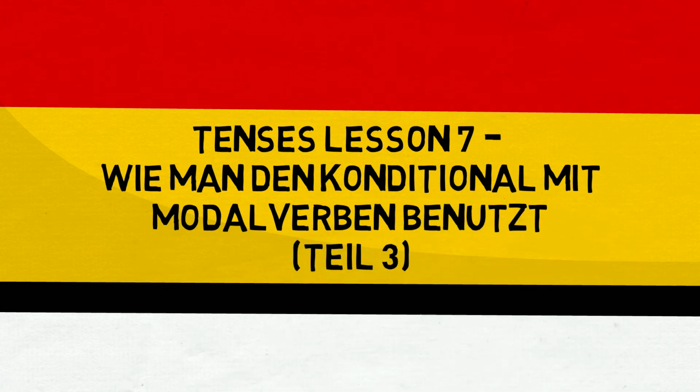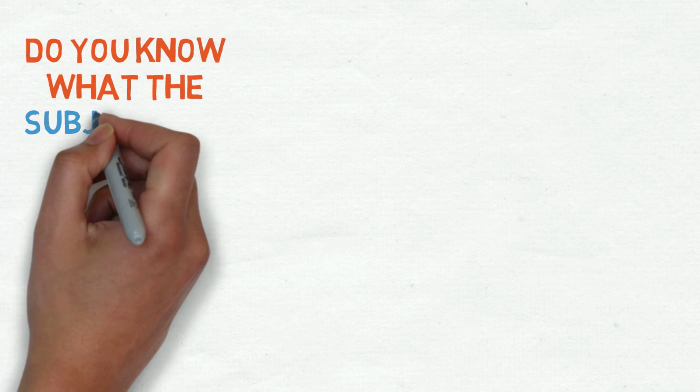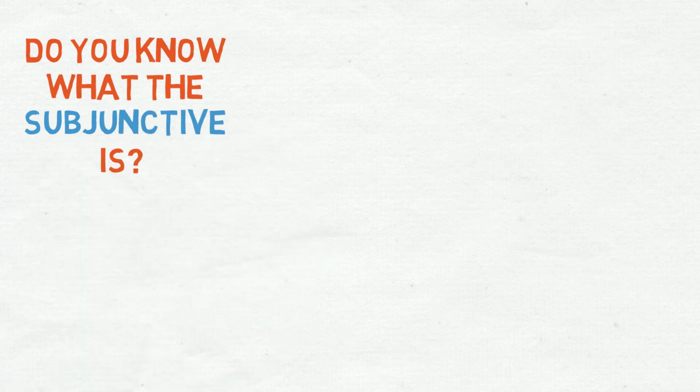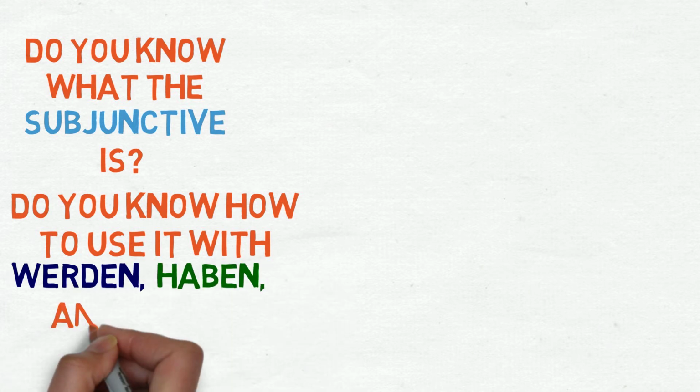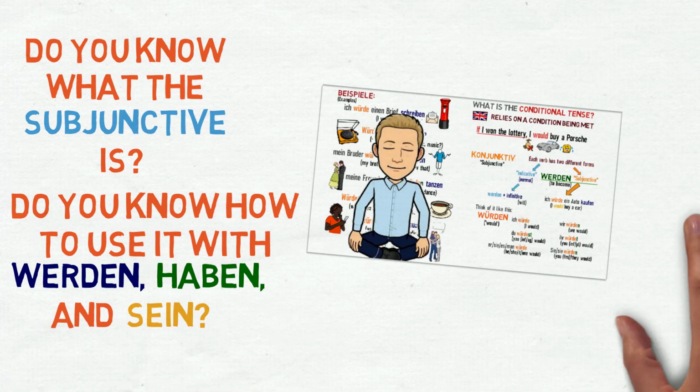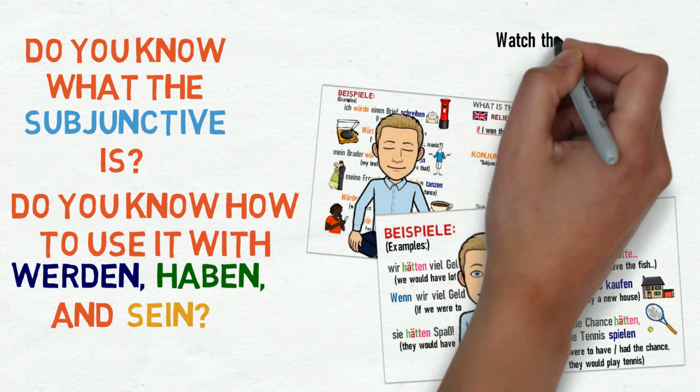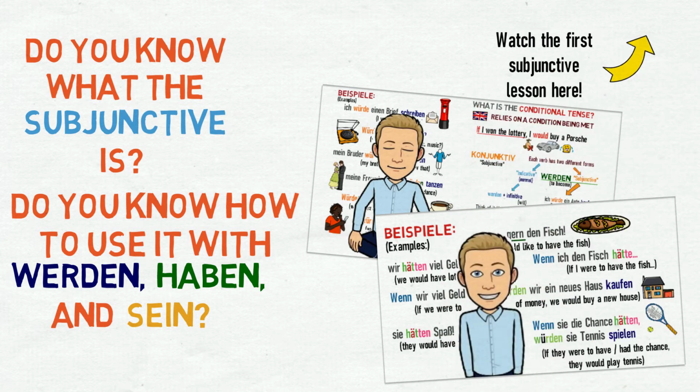How to use the conditional tense with modal verbs. Teil 3, Part 3. In the first 2 lessons of this series about the conditional, or subjunctive, which is known as Konjunktiv in German, we learned about how to use the subjunctive with the verbs werden, haben and sein. If you've not seen those videos yet, please click here to watch part 1 now. In this lesson, we're using the imperfect subjunctive, or Konjunktiv II, with modal verbs.